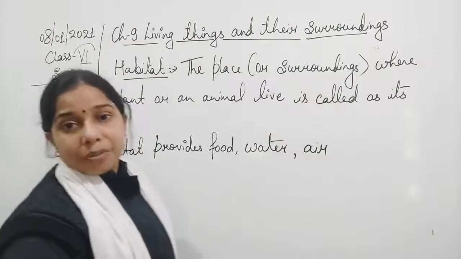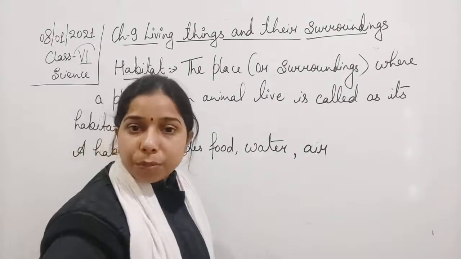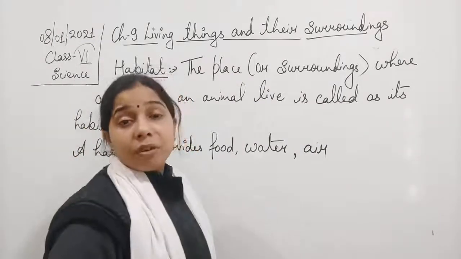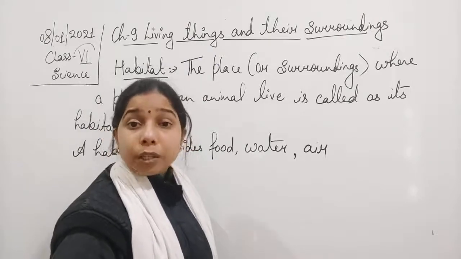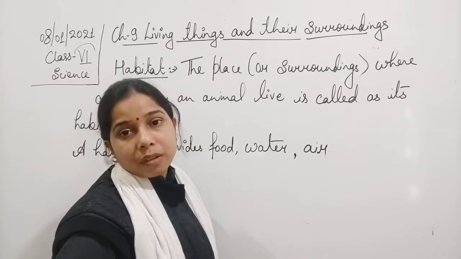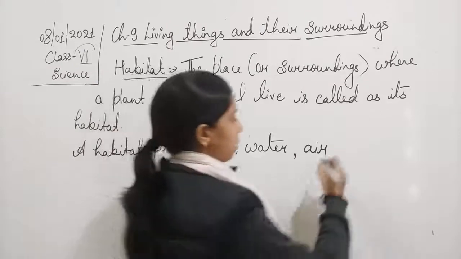Then light, a sufficient amount of light should be there. Even if we see in the case of plants, they need sunlight so that they can prepare their own food. So light is also very important. Light.